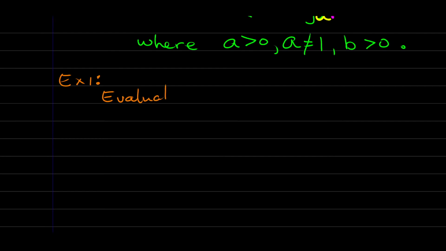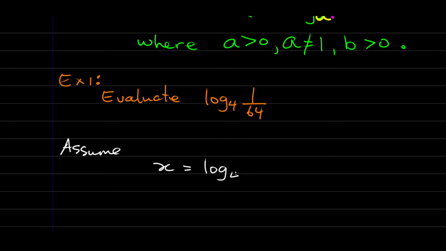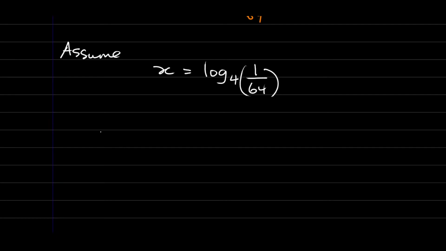Evaluate log to the base 4 of 1 over 64. Log to the base 4 of 1 over 64. We're going to assume that x is equal to log to the base 4 of 1 over 64. That's the assumption that we make, and we're going to use the index relationship.